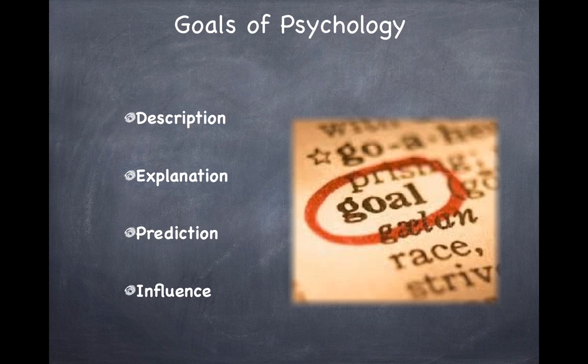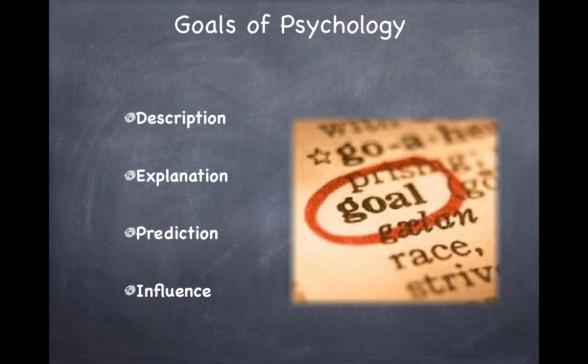And then influence would be the last goal. And this is where we would be applying principles to prevent unwanted occurrences or to bring about desired outcomes. If you wanted to be a happier person, then what sorts of things would we be able to say through our research in psychology? Here are the things that you should do to become happier, and here are the things that you should avoid doing that would move you towards unhappiness.